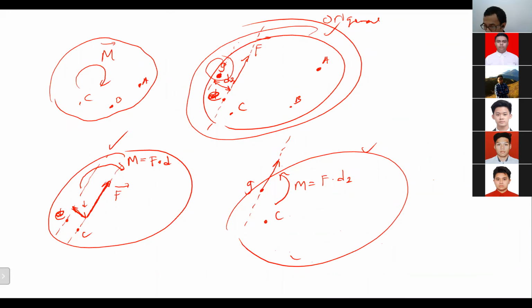I will explain one more time. Number one is the original one. Number two, if we want to move the force from point E to point C. And the third drawing is where we want to move the force from point E to point G, like that.